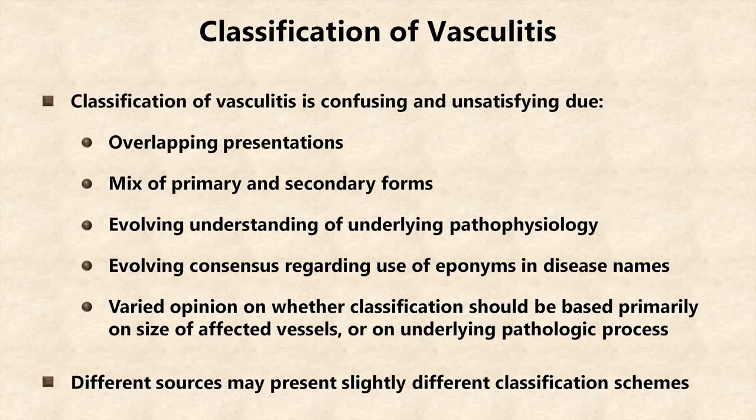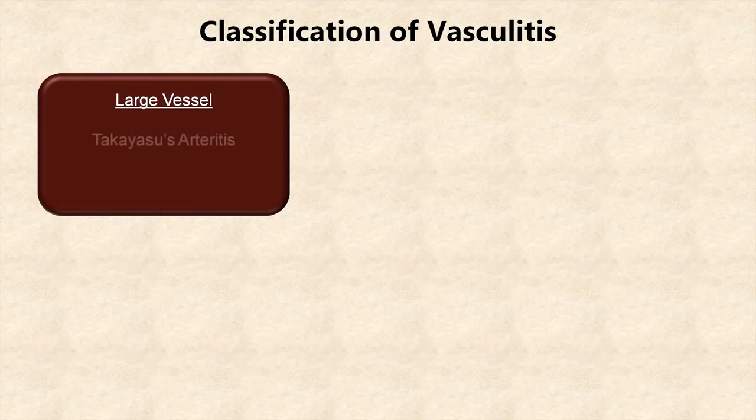The following classification is largely based on the most recent recommendations from the American College of Rheumatology. The first order division within vasculitis is based on the size of the target vessels. Large vessel vasculitides include Takayasu's arteritis, which predominantly affects the great vessels off of the aortic arch and has a predilection for young Asian women, and giant cell arteritis, also known as temporal arteritis, which primarily affects branches of the carotid arteries and which is seen almost exclusively among the elderly.